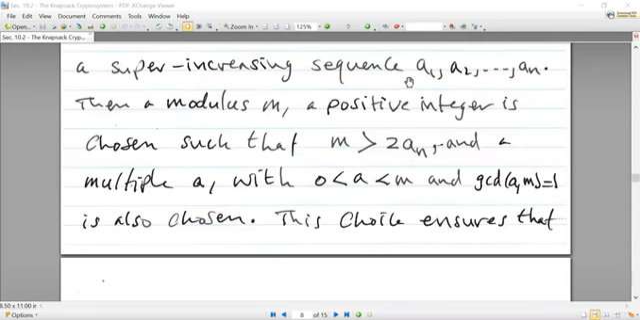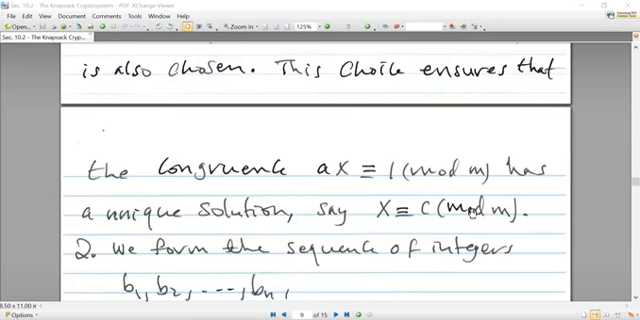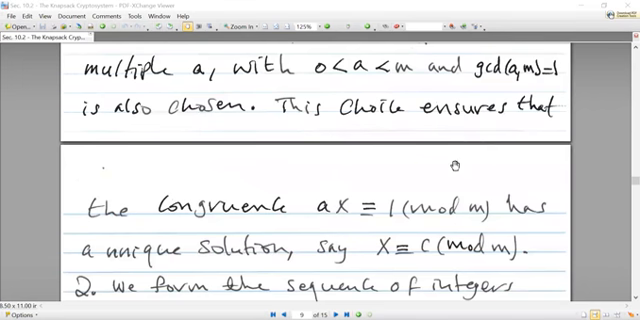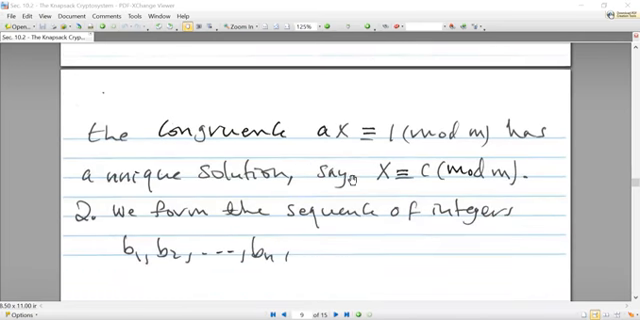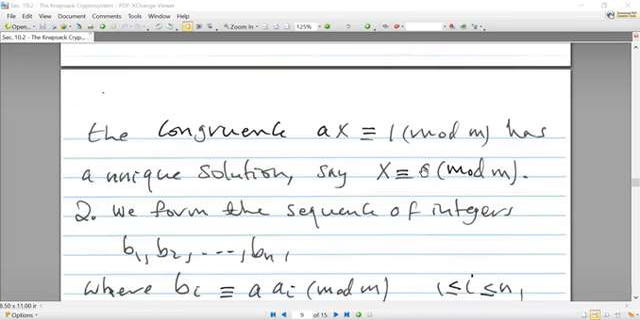So again, we choose a super increasing sequence, A1 to AN. We choose a modulus M that satisfies the inequality M bigger than 2AN, so it is going to be relatively large. And then we choose a multiple A, a number between 0 and M, relatively prime to M. The choice of A relatively prime to M is so that the congruence equation AX congruent to 1 mod M has a unique solution. Let's assume that this solution is C.